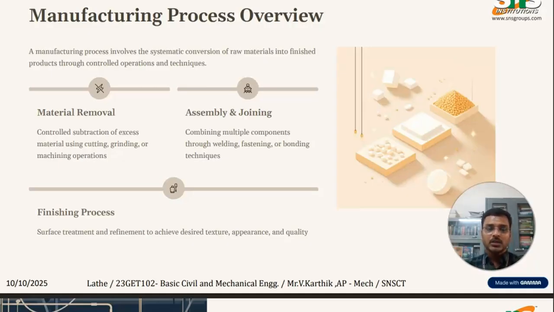In almost all the manufacturing processes we have this material removing process. Then assembly and joining, where the multiple components through the welding, fastening, or bonding techniques we can join the material or the components to combine as one single product. Finishing process is where surface treatment and the refinement achieve the desired structure, appearance, and the quality of the product. This is one of the manufacturing processes.